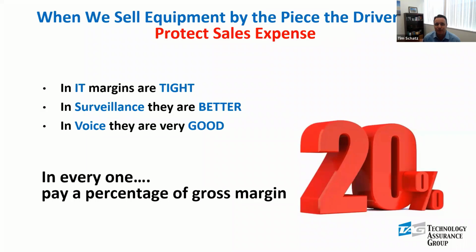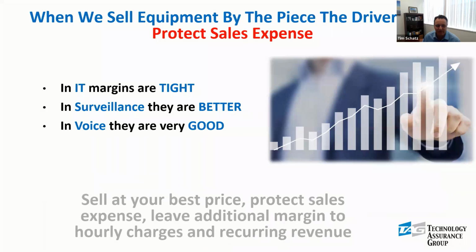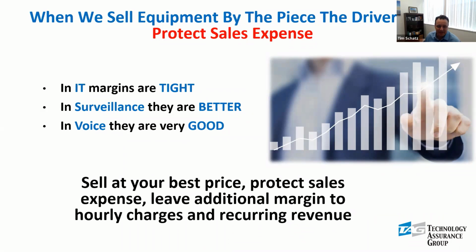And if you're paying a percentage of top line, you can end up basically making nothing on that or even be upside down. This incentivizes the salesperson to make sure that they're keeping a fair margin because they're not being compensated on the gross sale. They have to protect the margins in order to get a commission. Pretty simple. That's really the only driving thing within material sales. Essentially, the message is this: sell at your best price, protect sales expense, and then leave the additional margin that you might need to the hourly charges or the project revenues.